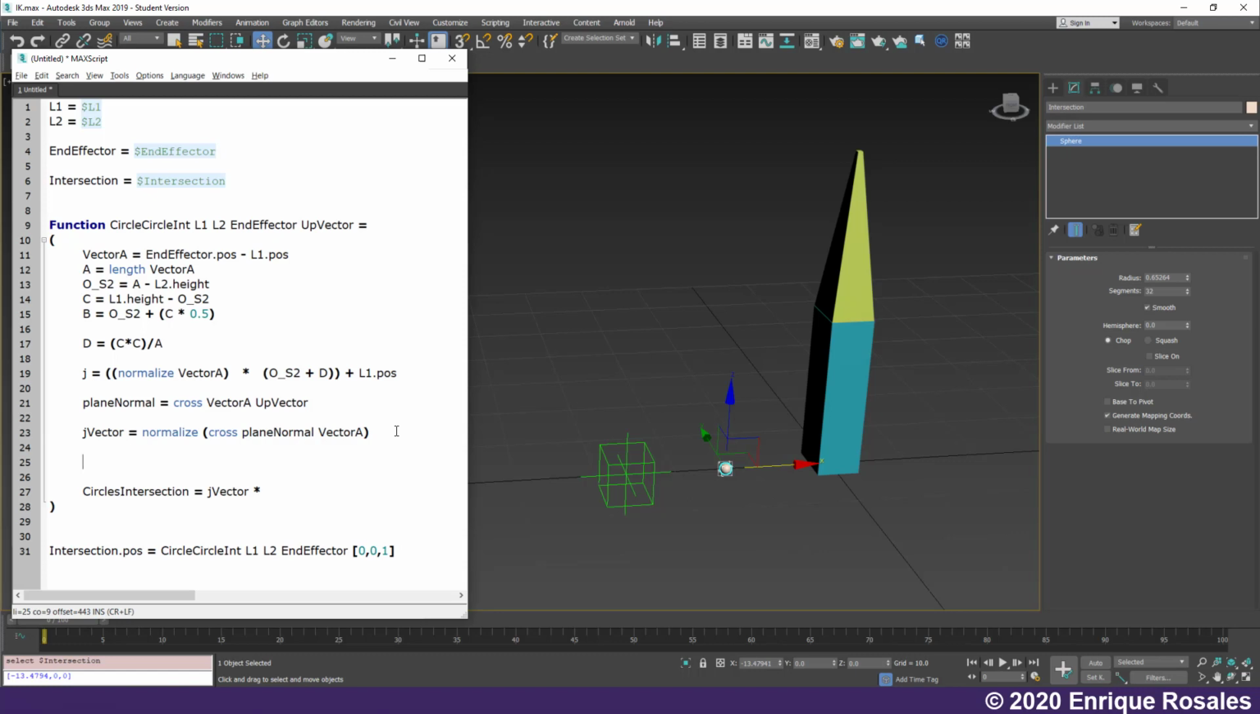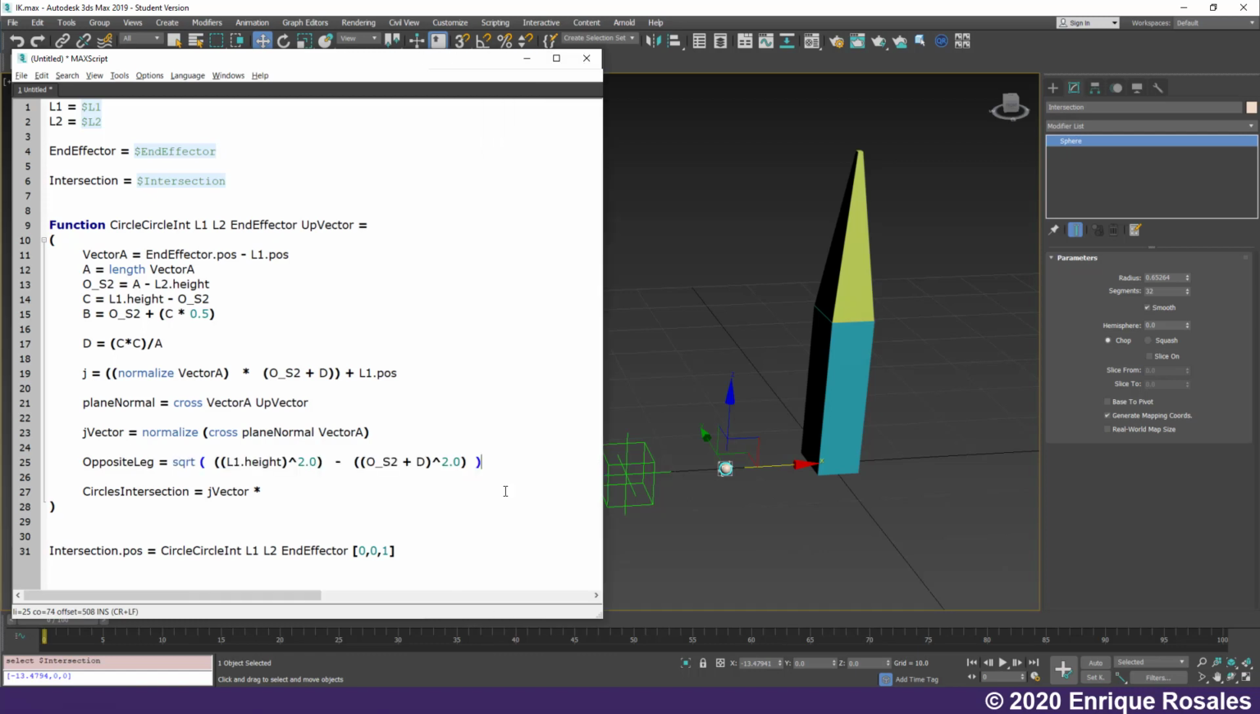So let's call it the opposite leg, right? Because if we use the Pythagoras theorem, that will be basically the opposite leg. The opposite leg is equal to the square root of this guy here, which is basically leg 1.